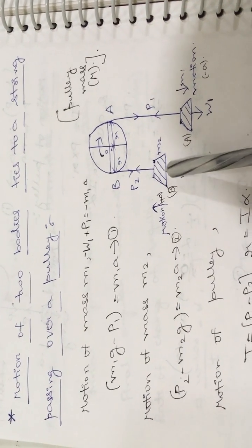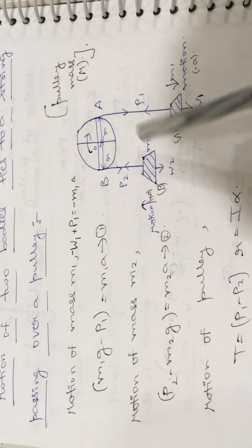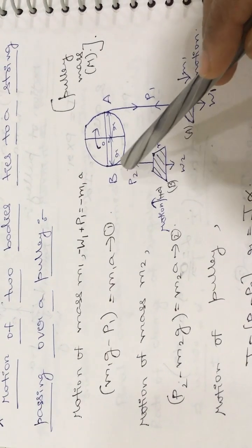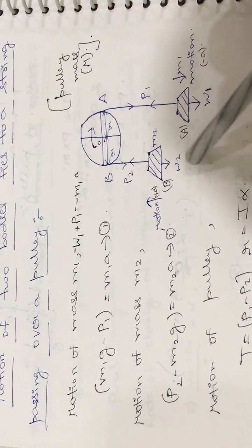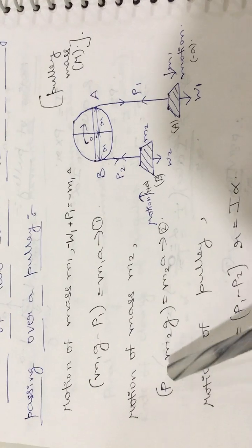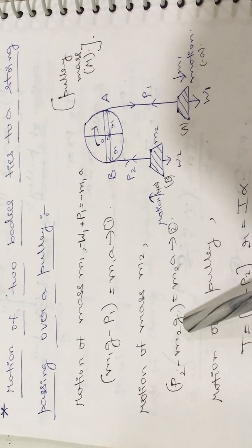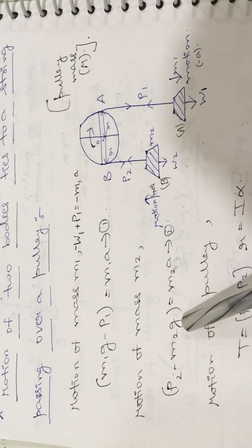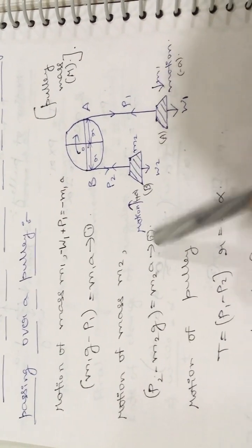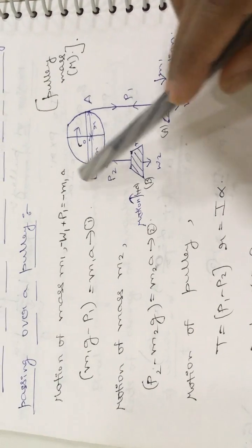Now consider the motion of the second body, the b body. Again here two forces are there. The P2 force is acting in the upward direction and W2 is acting in the downward direction. So here P2 minus W2 is equal to m2a. Again W2 is nothing but m2g. Make it as the second equation.